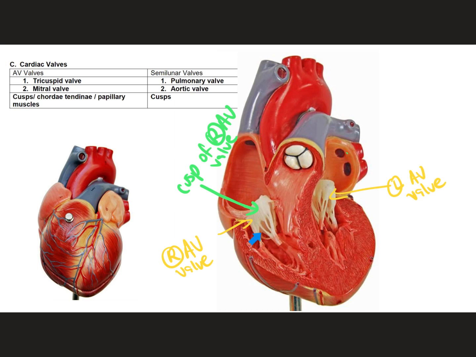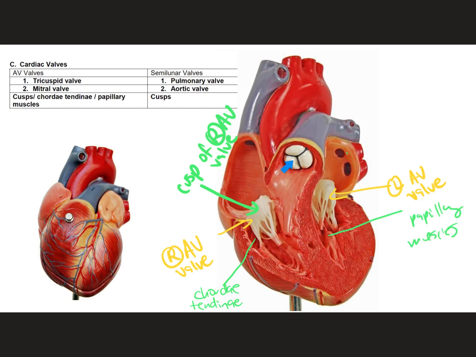These stringier structures connected to the cusps are known as the chordae tendineae. They look kind of like parachute strings to me, and are found on both of our AV valves. The chordae tendineae are then connected to the myocardium of the heart by the papillary muscles, and these are kind of these projections of the muscle of the heart here.